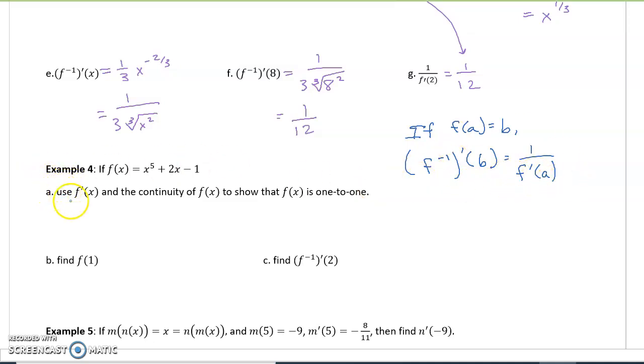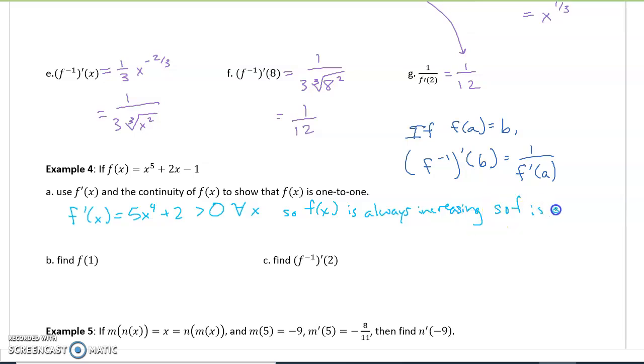So first of all, we're going to use f prime of x and the fact that this is a continuous function to show that this is 1 to 1. Well, let's take a look. F prime of x is 5x to the 4th plus 2. And this is greater than 0 for all x. Right? Upside down A means for all. So no matter what x I put in here, I'm going to get a positive derivative. So f is always increasing. So f is 1 to 1.